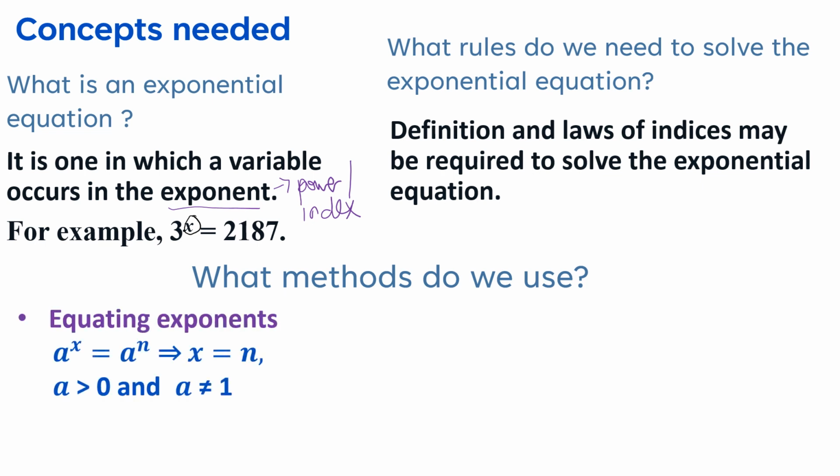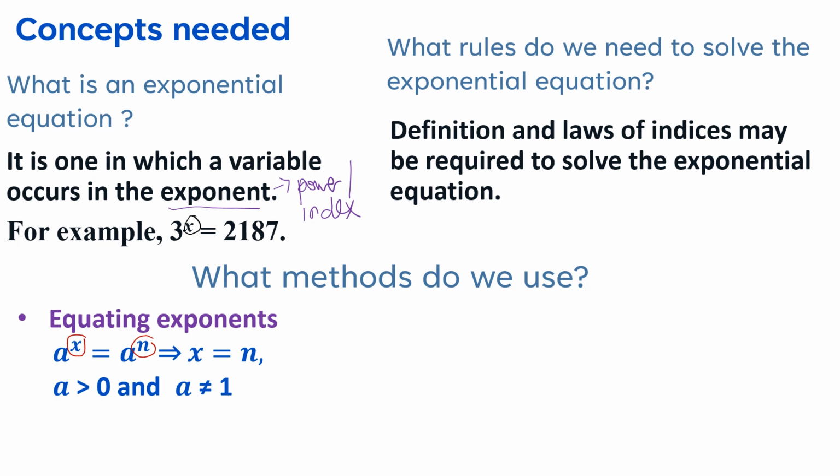For solving a simple exponential equation, we can just equate the exponents, the exponents meaning the power. So if you have a to the power of x equals a to the power of n, if the bases are the same, then the powers would be the same too. But there are certain conditions that you need to apply here. For example, a must be a positive value.